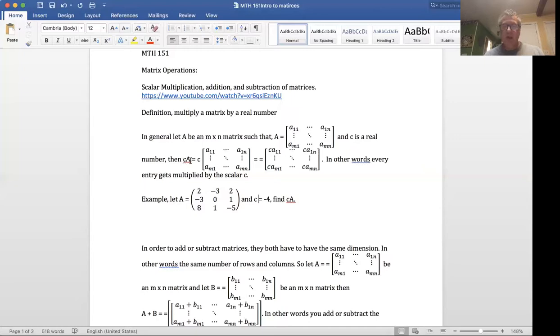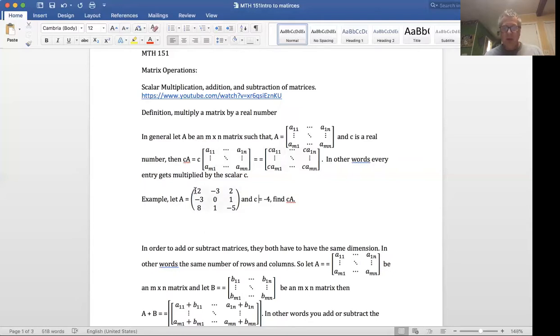We'll call it C times A. So that's equal to whatever that number is times the entire matrix. And all you do with scalar multiplication is just multiply each element within the matrix by that number. Okay? So let's take a look at this example finally.